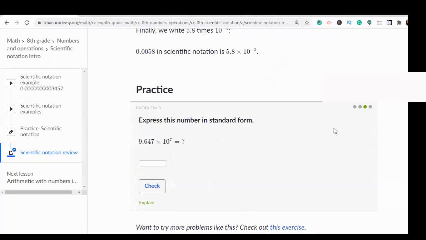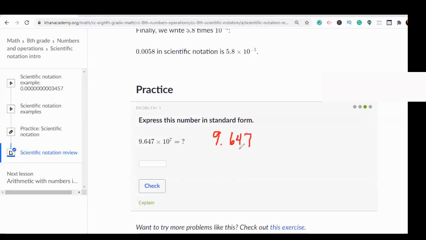This time we're being asked to take a number from scientific notation and write it in standard form. So we're going in the opposite direction from before. It's giving us an answer in scientific notation now. So we want to rewrite this number without this power of 10. So simply locate the decimal, and if it's a positive exponent, you're going to move the decimal that many places to the right.